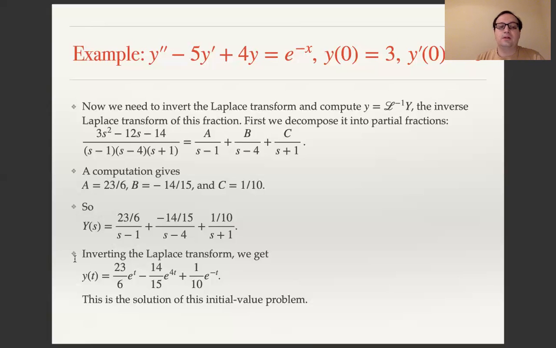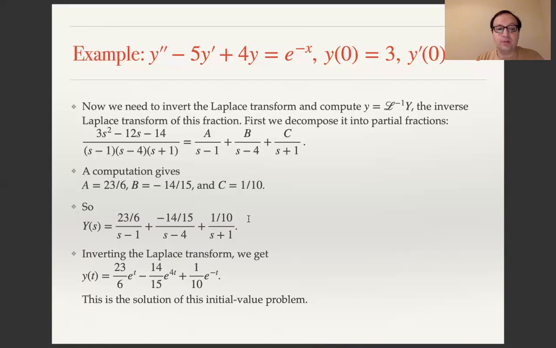Right? So now we still want to compute the inverse Laplace transform of this, but we know the inverse Laplace transform of each of these simple fractions, and therefore, since the inverse Laplace transform is linear, we can compute the inverse Laplace transform of capital Y. So the inverse Laplace transform of capital Y would be 23 over 6 times the inverse Laplace transform of 1 over s minus 1 plus minus 14 over 15 times the inverse Laplace transform of 1 over s minus 4 plus 1/10 times the inverse Laplace transform of 1 over s plus 1.